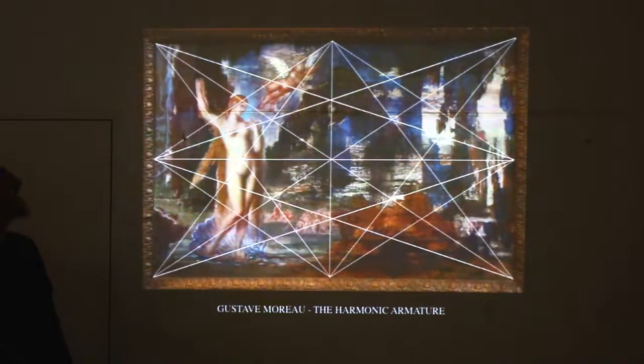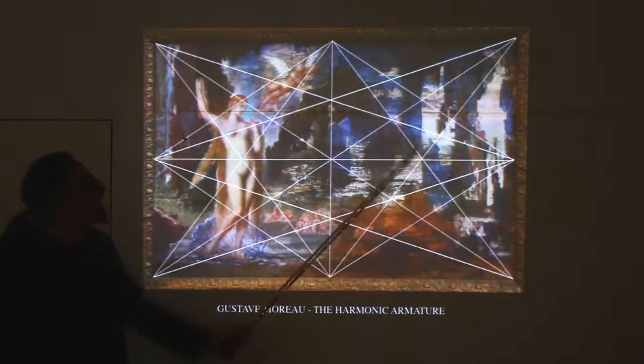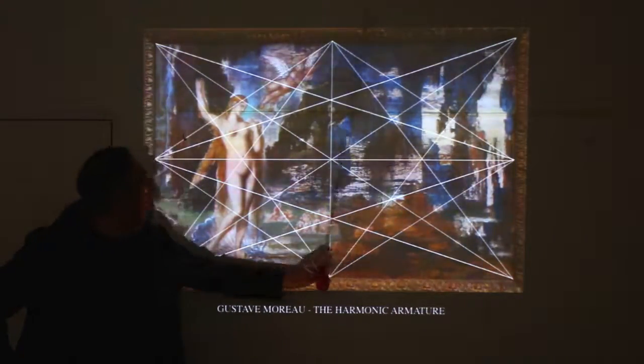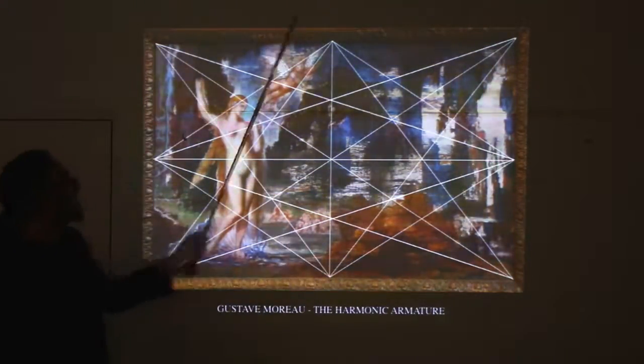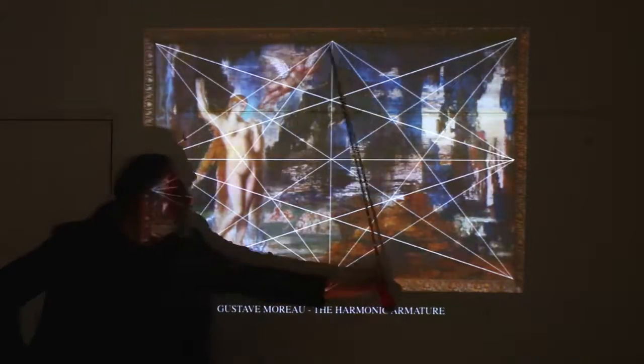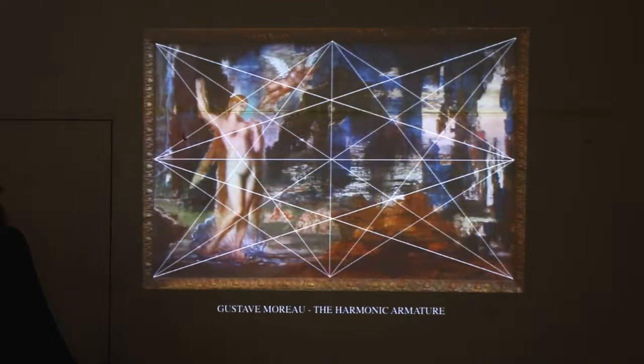And this is the harmonic armature. I'm sure you've seen it before in books on composition. And we're going to go a bit deeper into it and explain why it's called the harmonic armature. What is it that makes it such an important device to use when you're composing a painting, just as Gustave Moreau did over here, and as I said, in a playful, intuitive way, not following lines.